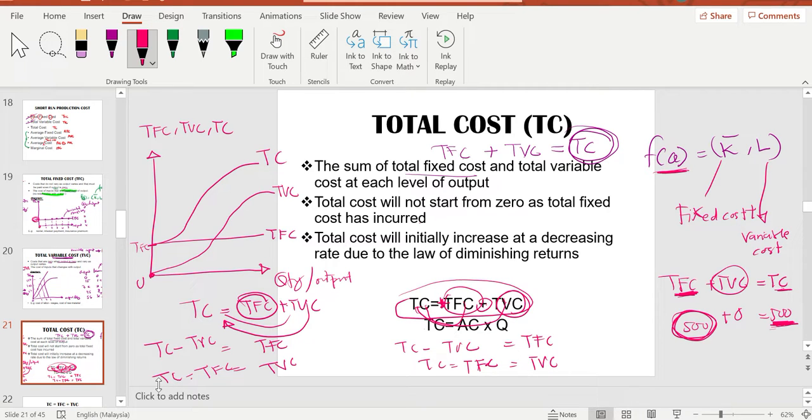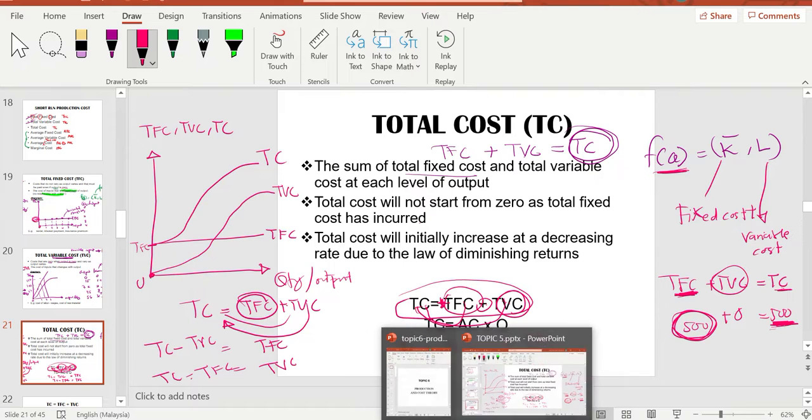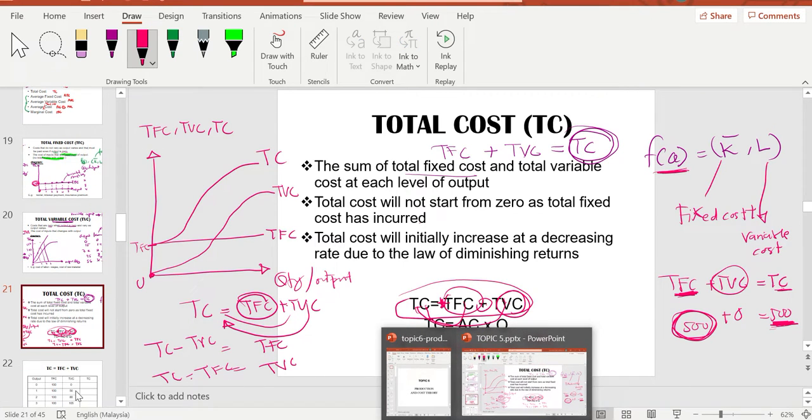As simple as that. Okay, so ada lagi steps kat sini. The total cost will initially increase at a decreasing rate due to the law of diminishing return. So tak apalah, ini abaikan. Okay, so I have a summary yang saya memang dah cantikkan dah dia. Tak apa, before we go there, so ingat dia macam ni rupa drawing dia.